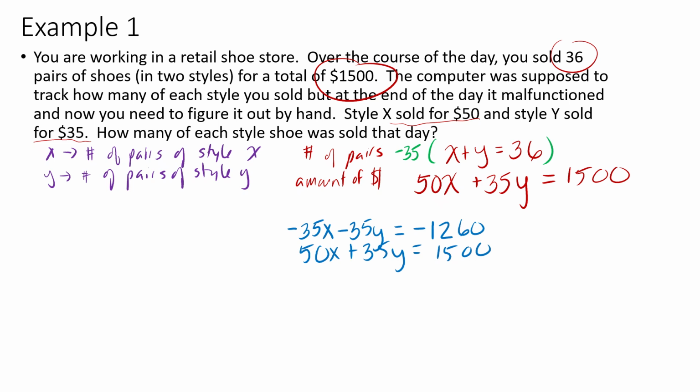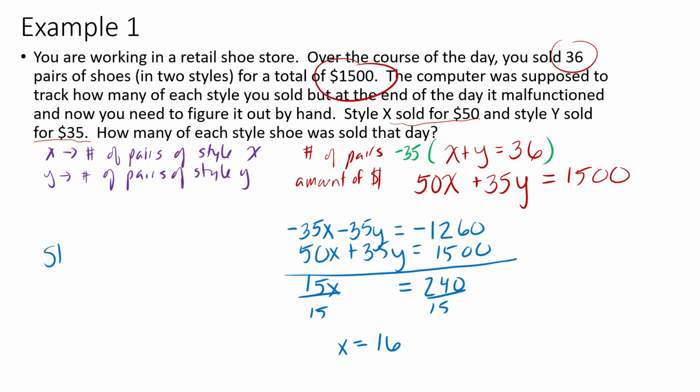Okay. And negative 35x plus 50x is 15x. My y's are going to drop out. Negative 35y plus 35y is 0. And negative 1,260 plus 1,500 is 240. And we'll divide both sides by 15. And we get x is equal to 16.